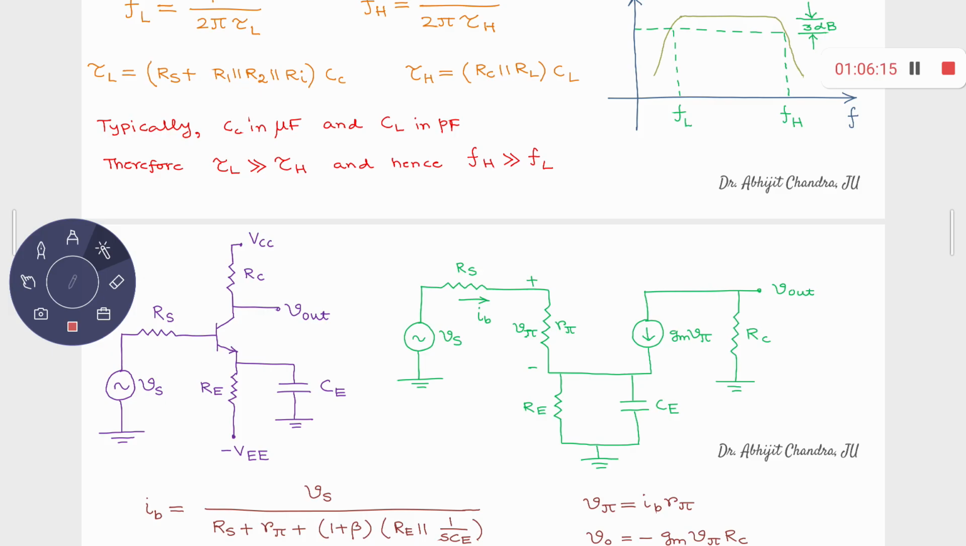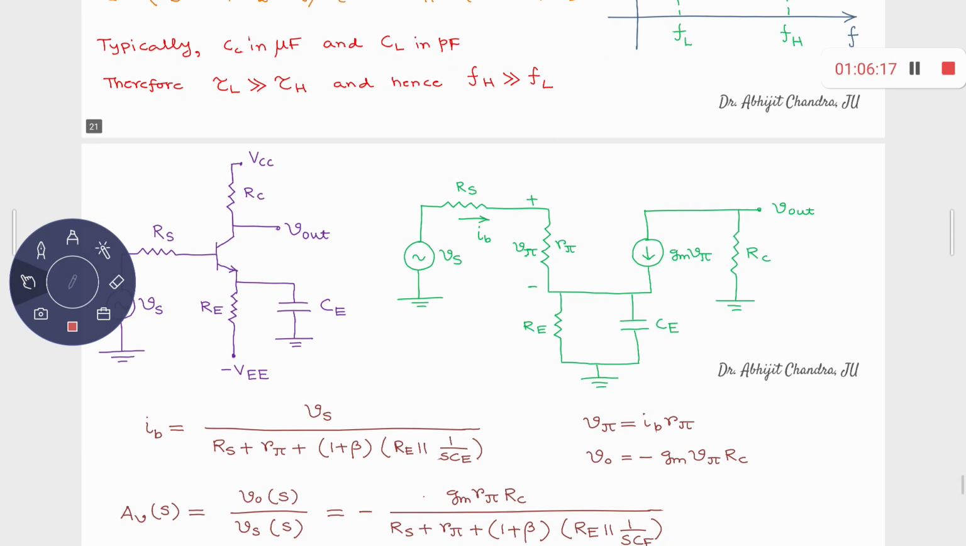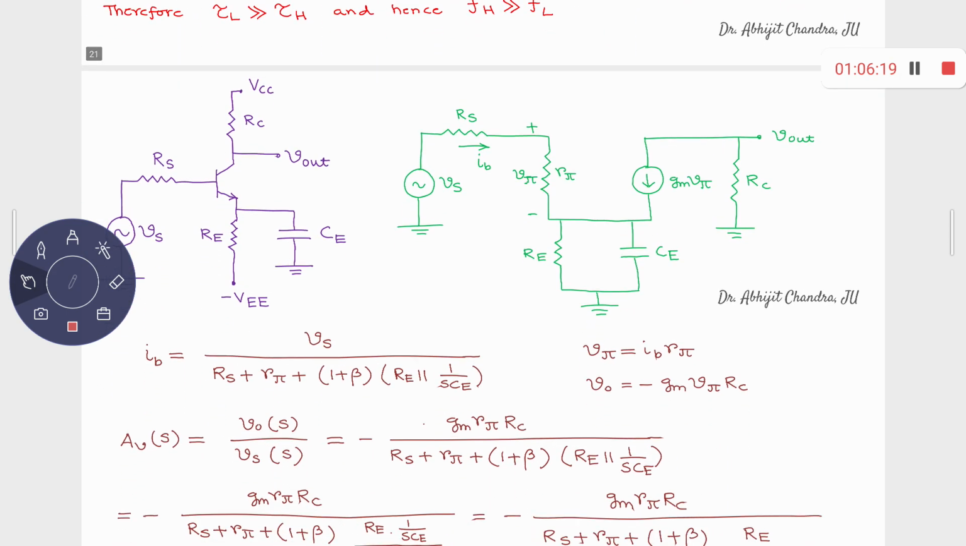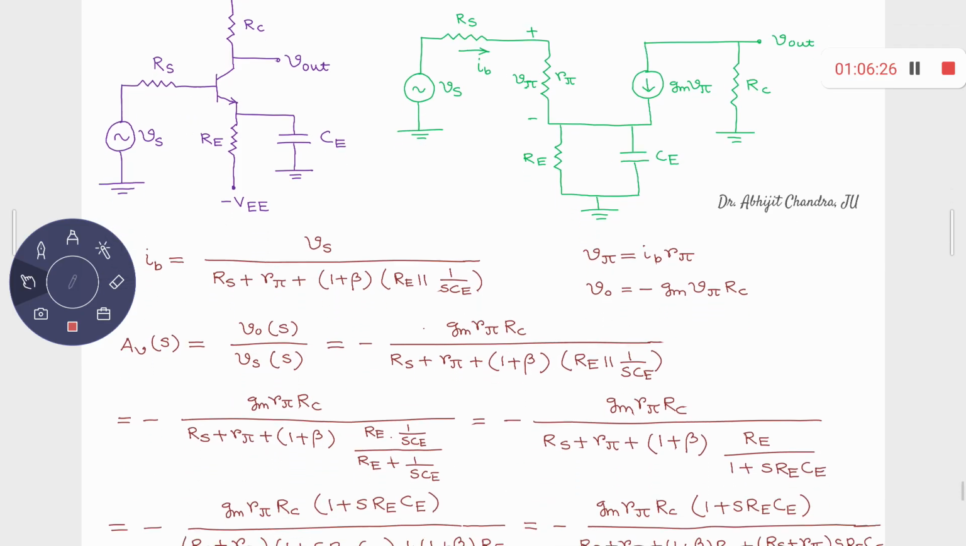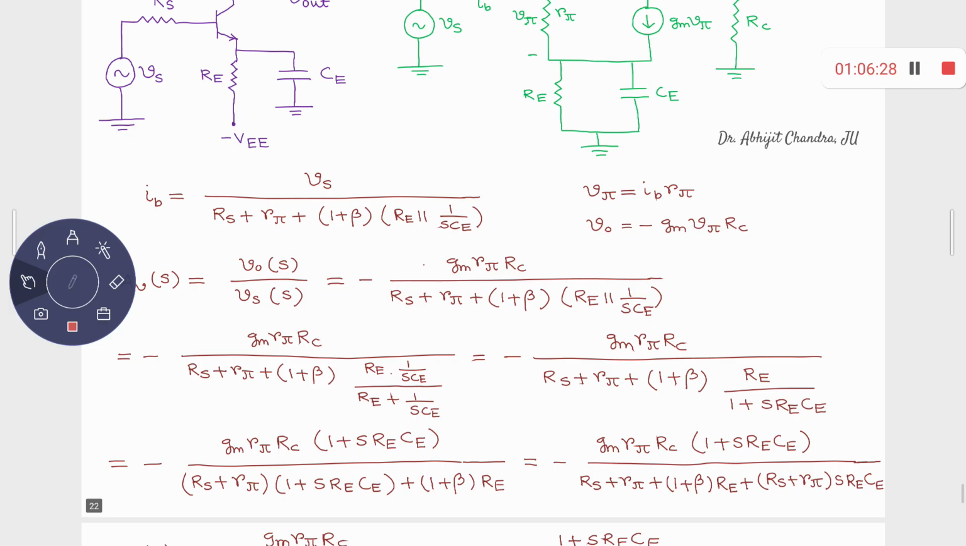Okay, so if we just do this calculation, then ultimately what I am getting, this is nothing to worry about. You only have to apply KCL and KVL. Alright, and then ultimately what I am getting is this part. Don't be afraid of this calculation.